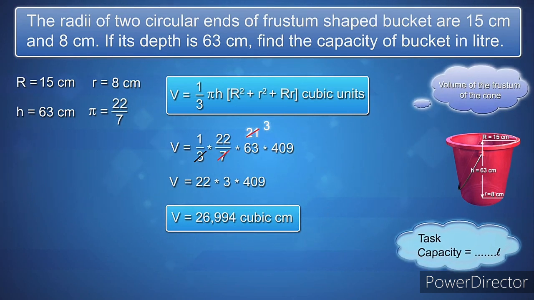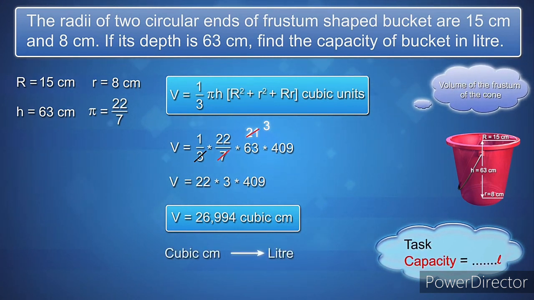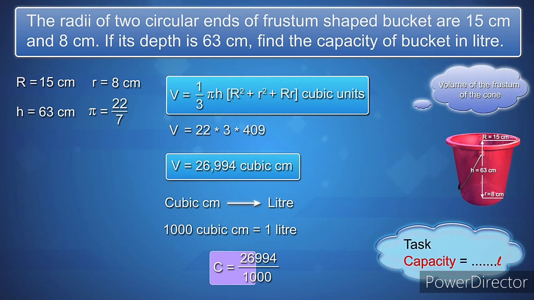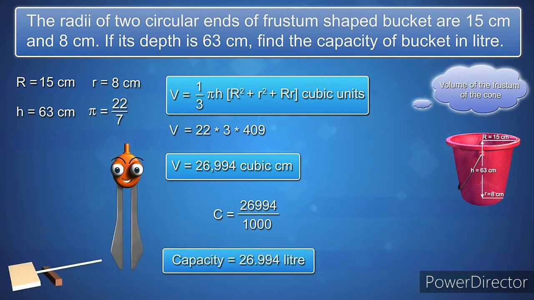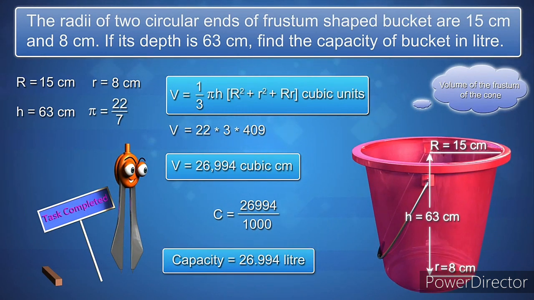We now have the volume of the bucket. But what we need is its capacity. The capacity of bucket is represented in liter. So, we have to convert cubic centimeter to liter. We know 1000 cubic centimeter is equal to 1 liter. Therefore, divide 26,994 by 1000 to get the capacity. Hence, it is 26.994 liter. Our task is completed now. The capacity of the bucket is 26.994 liter. Thus, we have learned how to find the volume of frustum of cone.